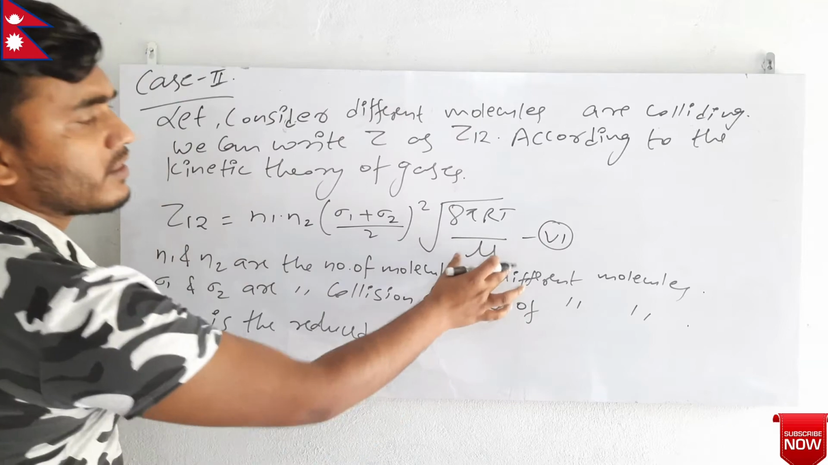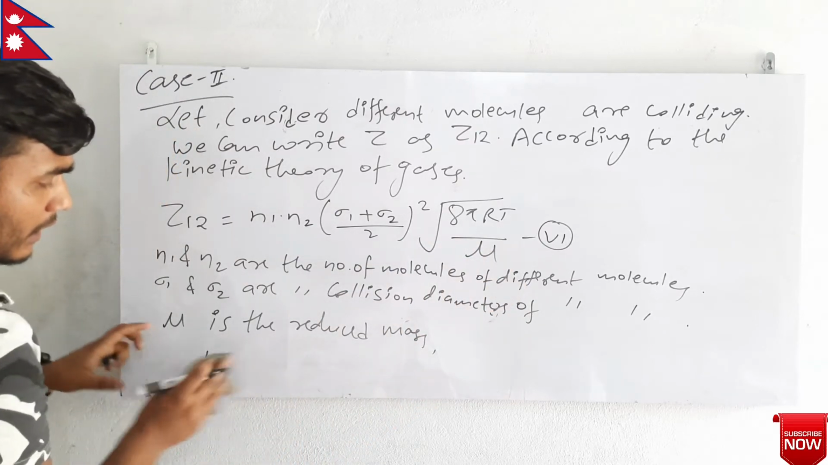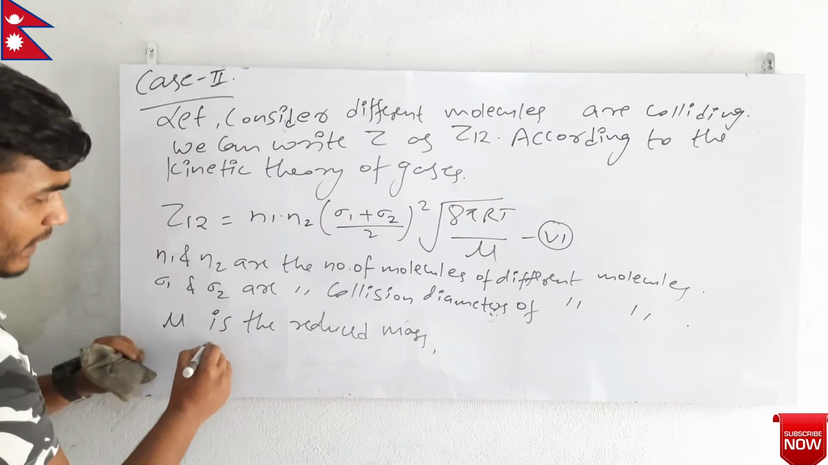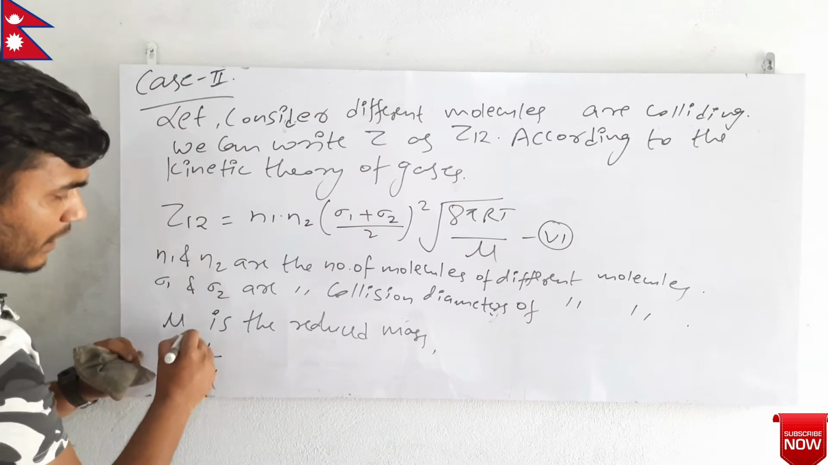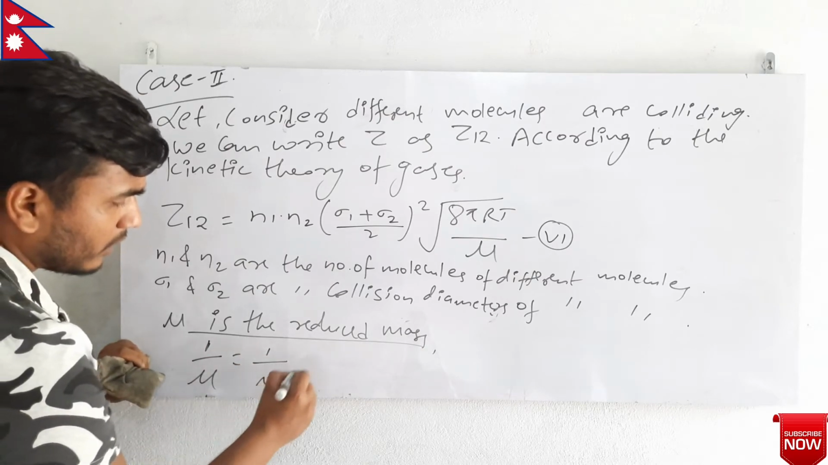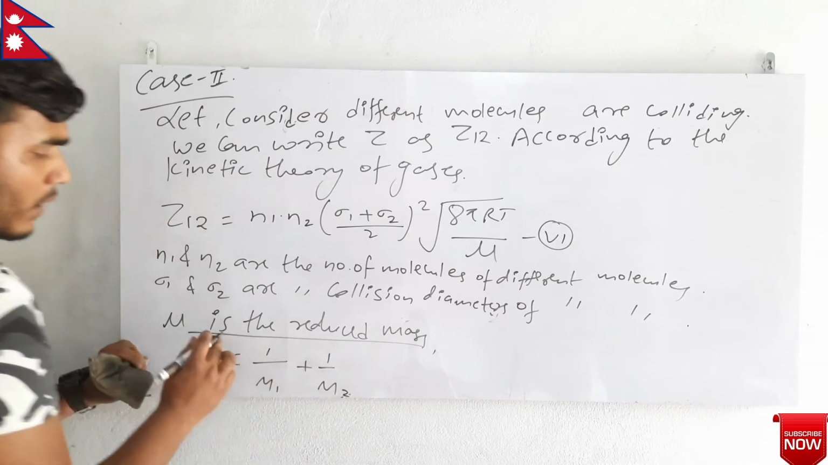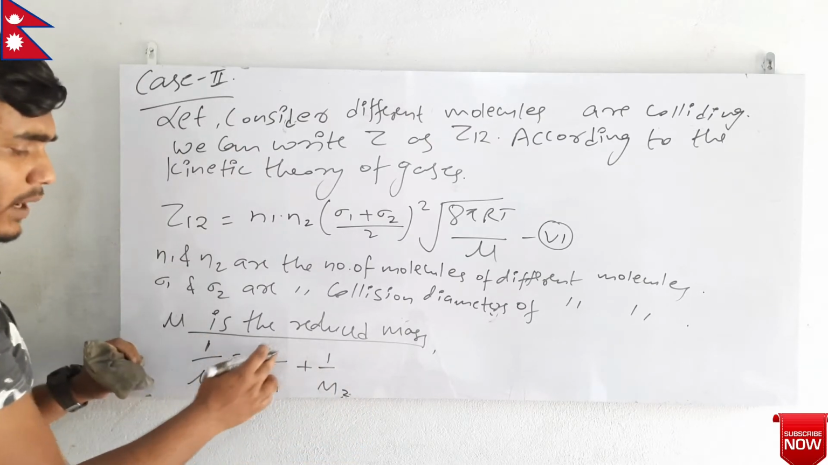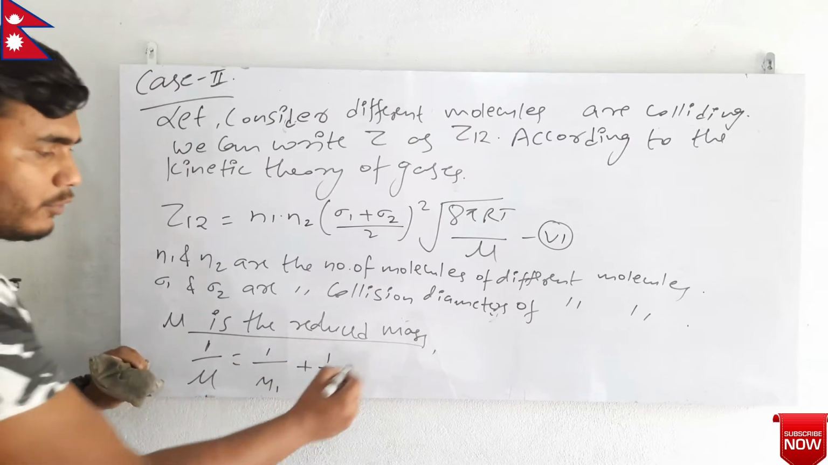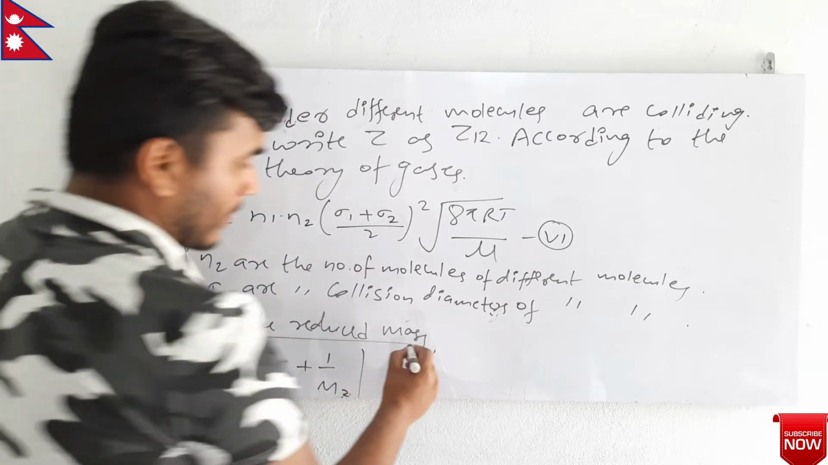Here this mu is the reduced mass. Now its formula is mu. How do we calculate the value of mu? We use this formula to calculate the value of mu, that is 1 by mu will be equal to 1 by m1 plus 1 by m2. So this is the formula by which we calculate the reduced mass.